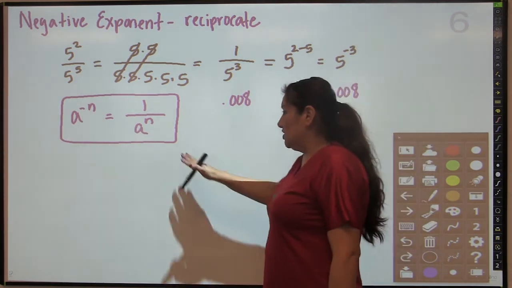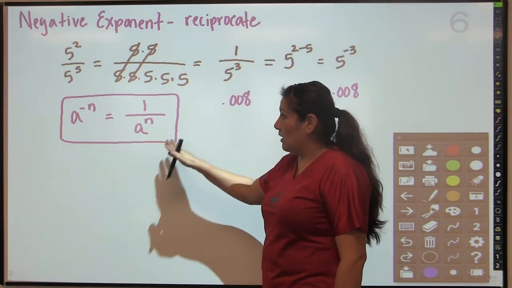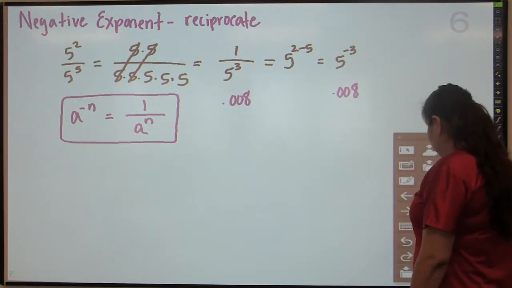So I hope that clarifies why the negative exponent gets reciprocated. But if not, you just need to remember that these are the rules. The ones that I'm squaring off are the rules that you're going to be needing for the lesson.